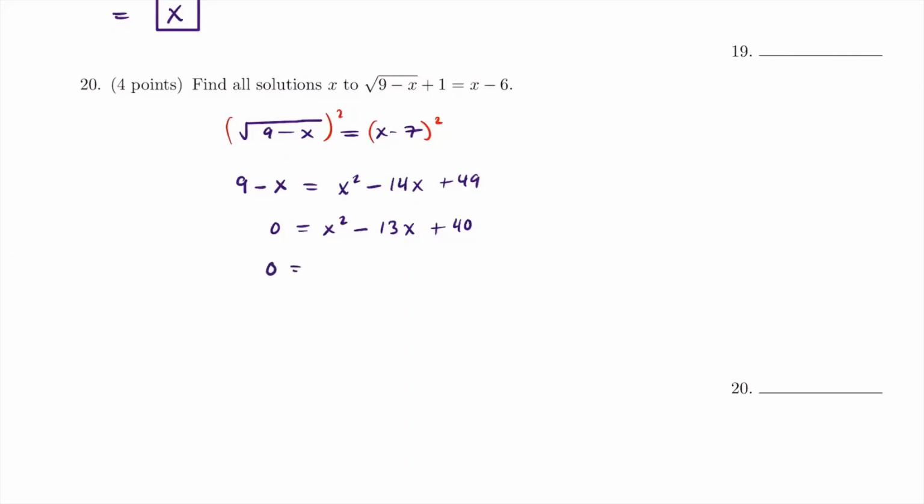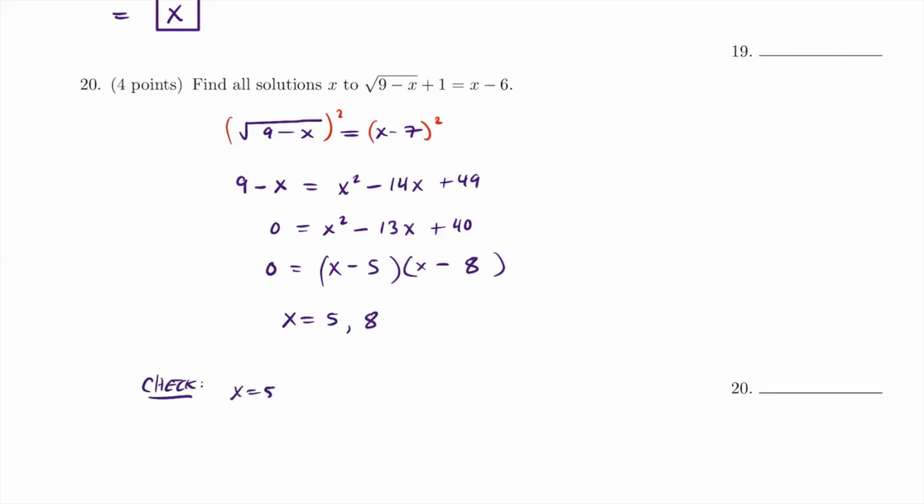So this can be factored into the following. We're going to need 5 and 8 because they sum up to 13. So negative 5 and negative 8. So our x values are 5 and 8. Now we need to check our answer because it's a radical equation, so check is an important step.